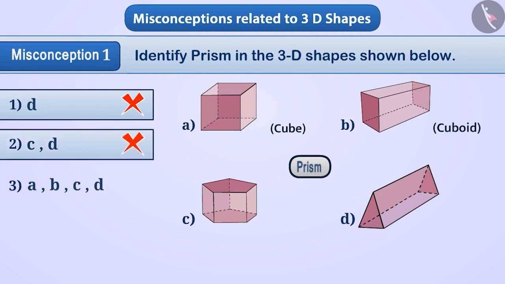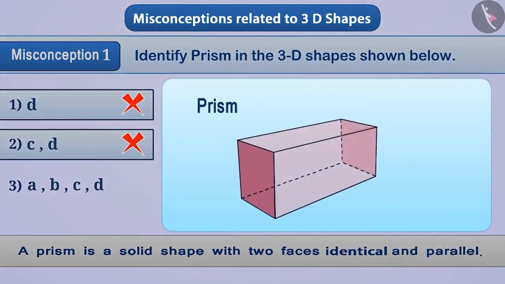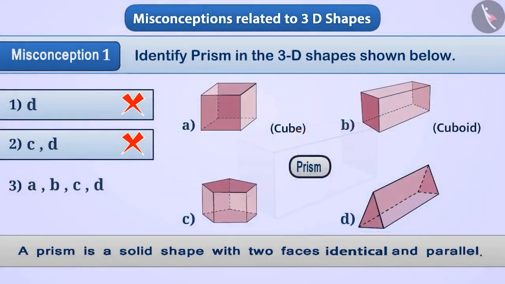To identify a prism, it is necessary to understand its definition. A prism is a solid shape with two faces identical and parallel. Therefore, to identify whether a three-dimensional shape is a prism or not, we shall see whether its two faces are identical and parallel. A cube is shown in figure A. Talking about this, you can see that any face opposite to a face is identical and parallel. So we can call the cube a prism.